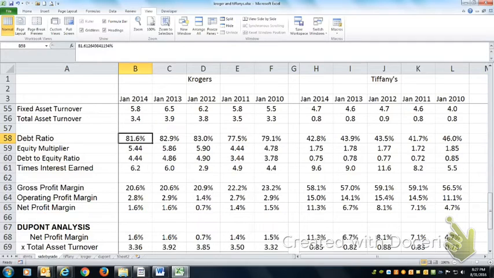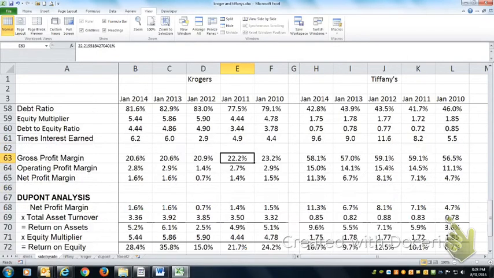Now, Kroger's in the grocery store business. Nobody's really all that worried about people stopping their grocery buying habits. So Kroger can afford to take on more debt than Tiffany's. When the economy goes bad, people stop buying diamond rings or gold encrusted watches. And so Tiffany's can't afford to take on as much risk in financing their business, because you've got to pay the interest on your debts regardless of whether you're making any sales or not.